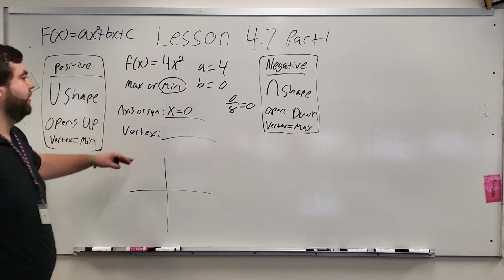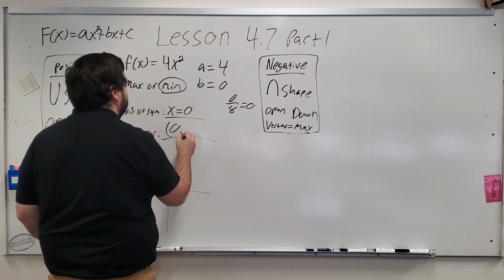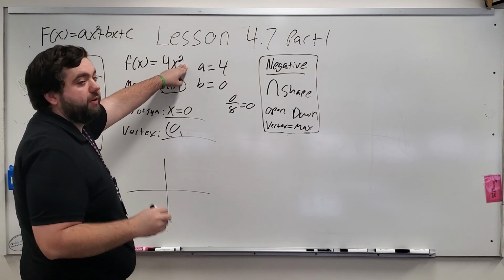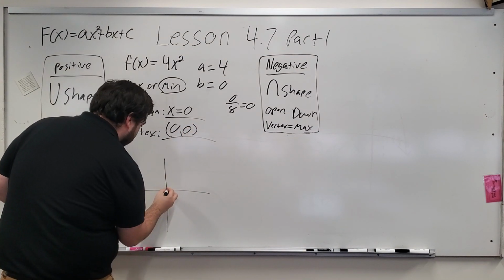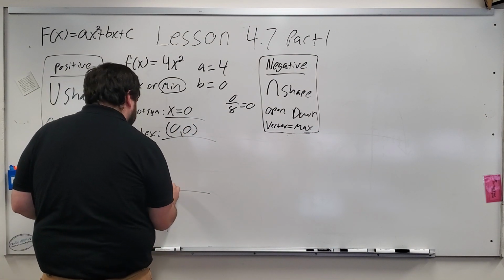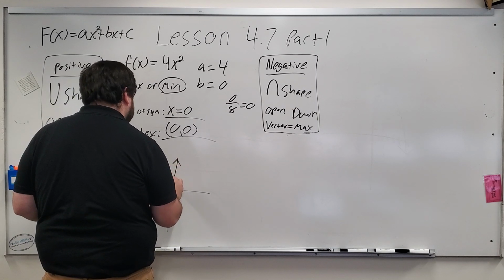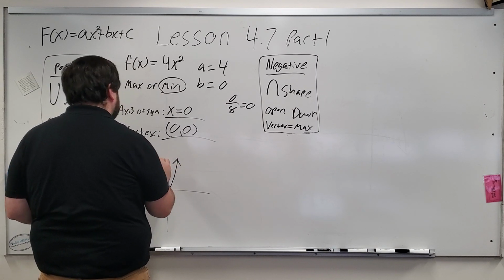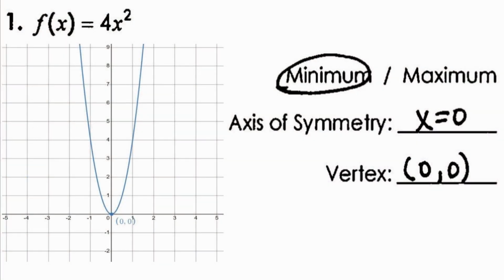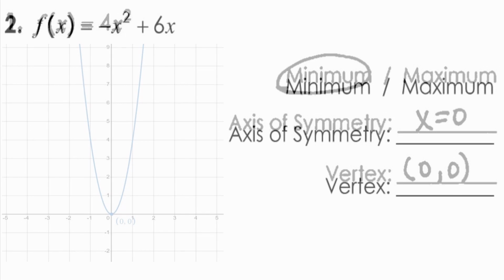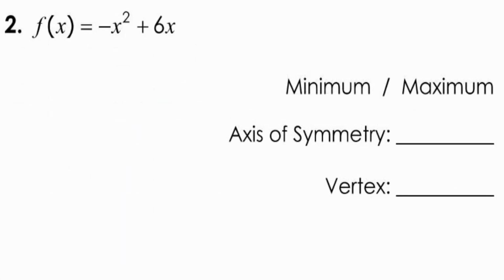And again, to find the vertex, I plug that point in. So I plug in 0. 0 squared, 0. 0 times 4 is 0. So I know I start here at 0, 0, and I open up. So my rough graph should look something like that. All right. You now have number 2 on the board. I want you to go ahead, give that one a try on your own, and tell me what you get.